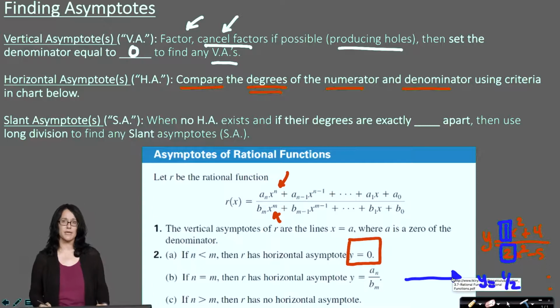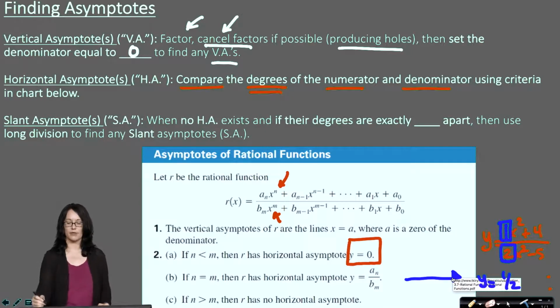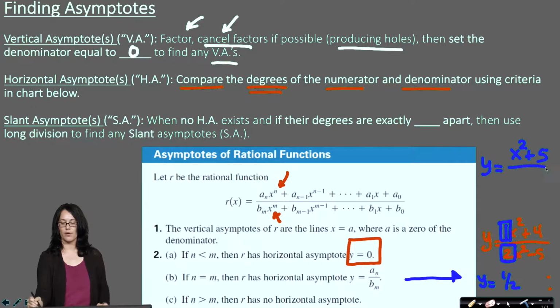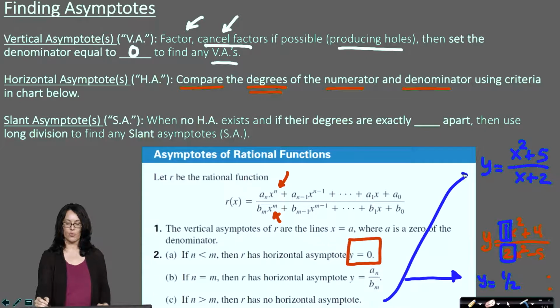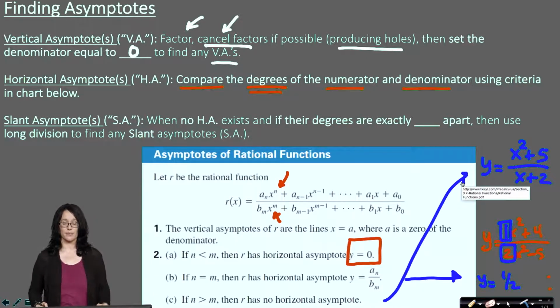And finally for C, what happens if your numerator's degree is higher than your denominator's degree? Well, it turns out you have no horizontal asymptote. So for example, y equals x squared plus 5 over x plus 2. This would be a case like C, where I have no horizontal asymptote because the degree of the numerator is higher than the degree of the denominator. The reasoning goes, since the numerator is growing faster than the denominator, there's nothing that it's approaching as far as a number is concerned at the extremes. And you'll get that proof later on in math.